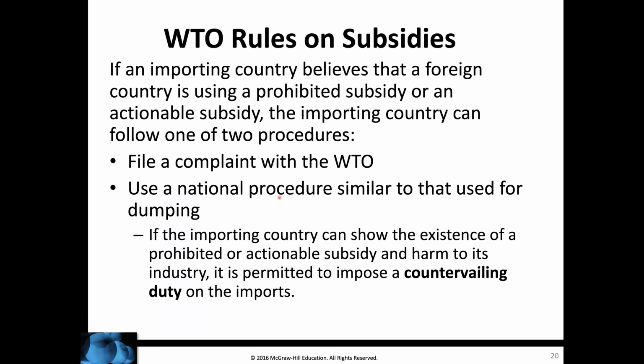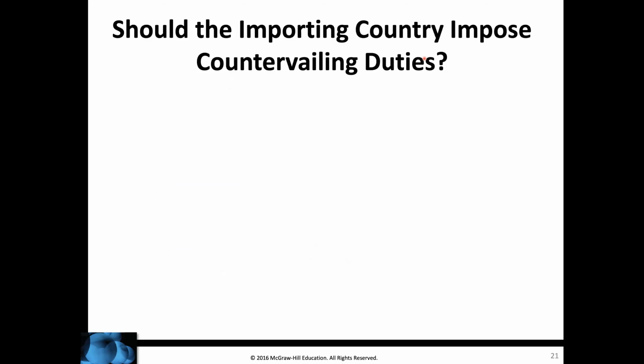They can use a national procedure similar to that used for dumping. If the importing country can show the existence of a prohibited or actionable subsidy and harm to its industry, it is permitted to impose a countervailing duty on those imports. So very similar to what we saw with the dumping case. So should the importing country impose countervailing duties, that will increase the price for the importing country's consumers.